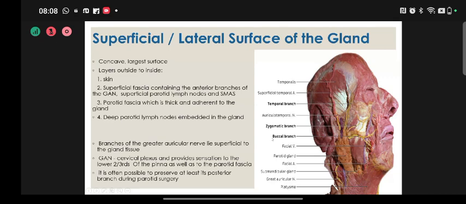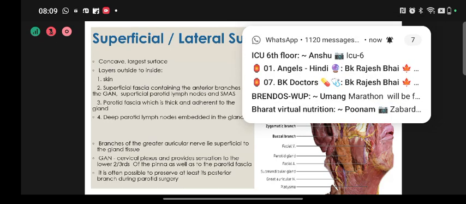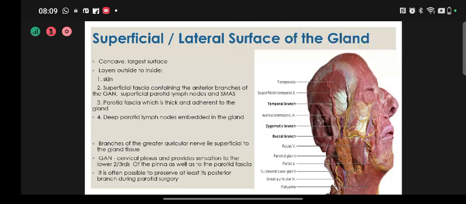Now, what is important here is the branches of the greater auricular nerve. The greater auricular nerve lies superficial to the gland, and it often divides into two, the posterior and the anterior branch. Usually during the time of parotidectomy, it is often possible to preserve the posterior branch. The anterior branch may have to be sacrificed, and this results in paresthesias of the ear lobule and the cheek area in the postoperative period.